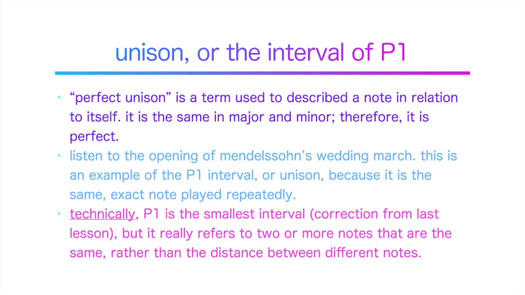So listen to the opening of Mendelssohn's Wedding March. This is an example of the perfect one interval, or unison, because it's the same exact note played repeatedly. So it's just a note in relation to itself. Technically, perfect one is the smallest interval. I'm correcting myself from the last lesson when I said it was the half step. It's actually perfect unison, but that refers to two or more notes that are the same instead of the distance between different notes, so it's really just a technicality.